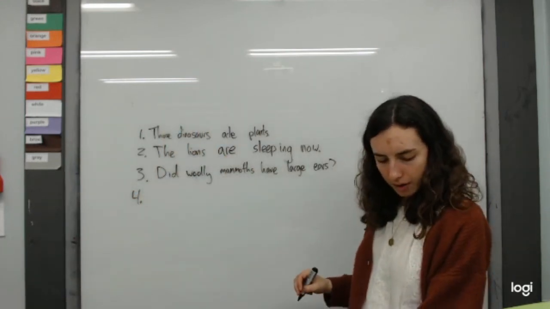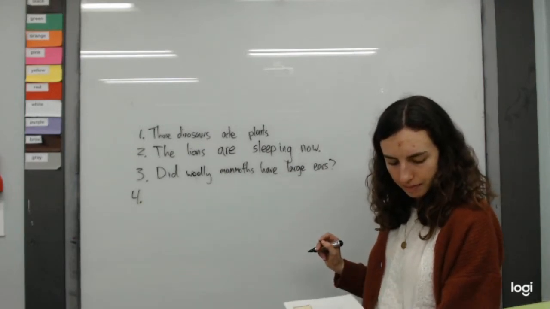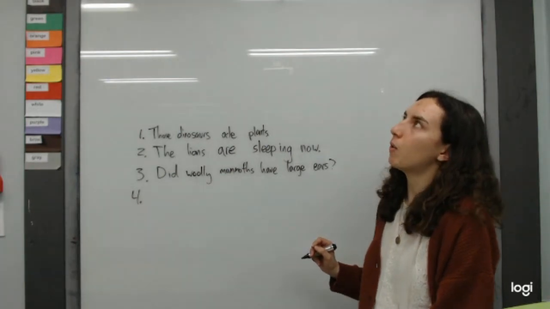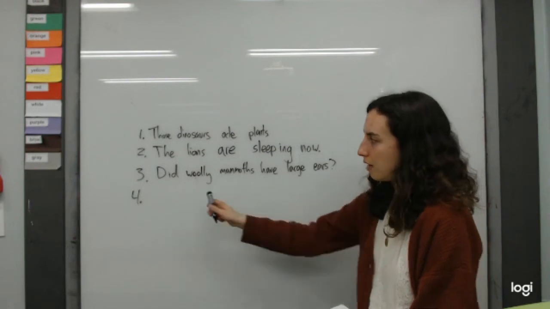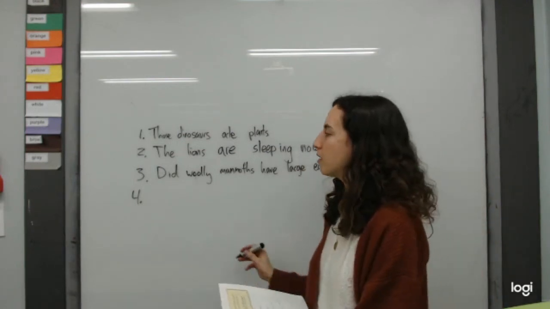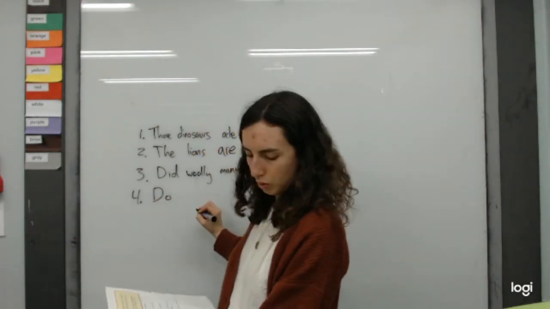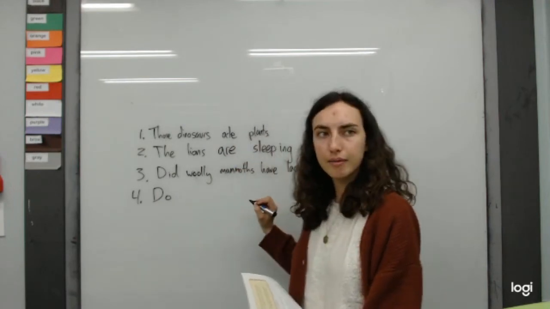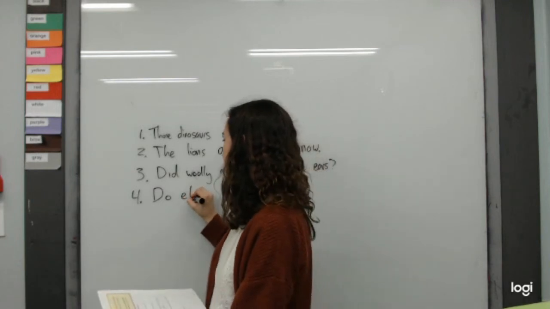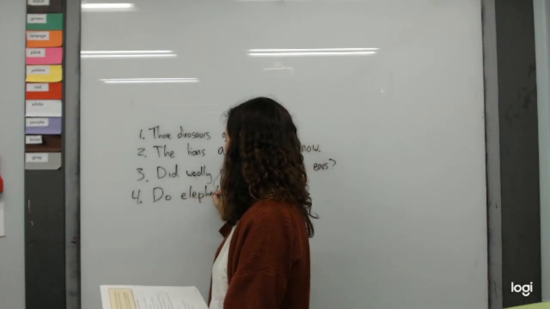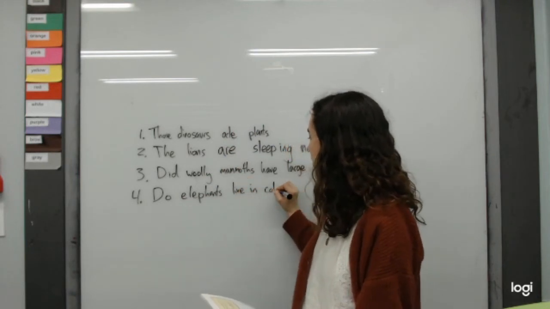Okay, number 4. We want a present question with elephants live in cold places. So think, what is the first word for a simple present question? In simple past, we have did. So what is the first word? Present is do. And then we need what? We need the subject. So here, elephants. Do elephants live in cold places?